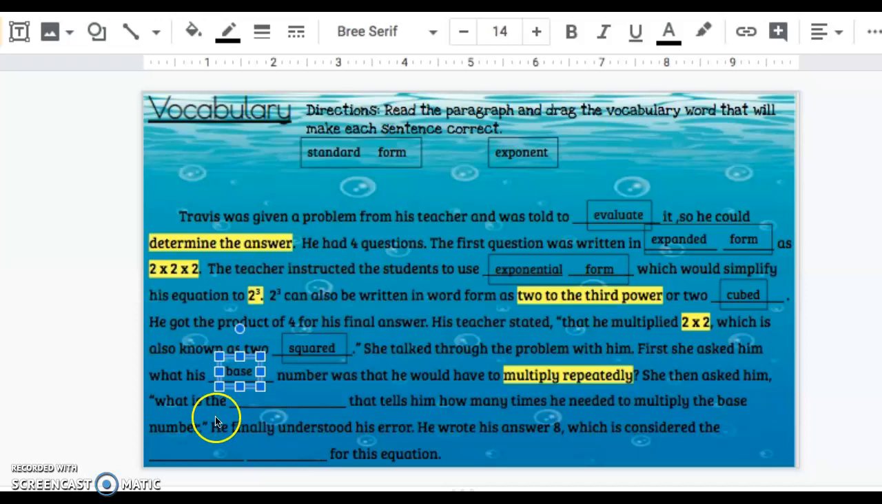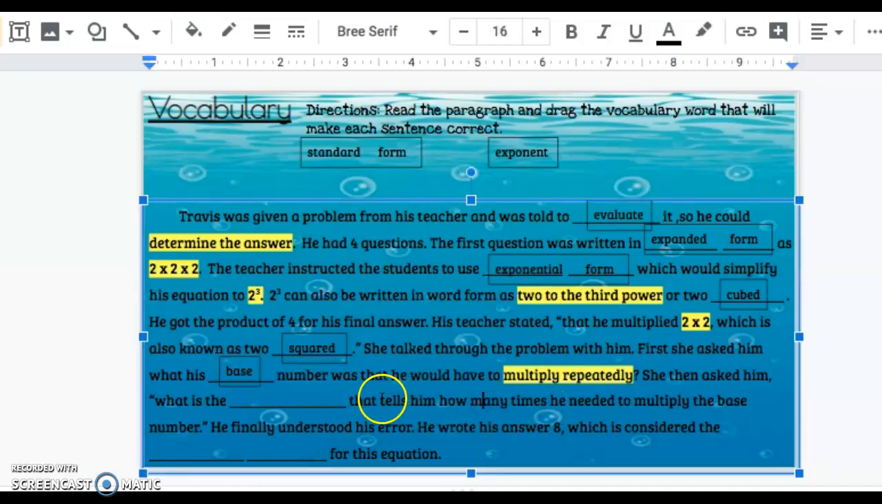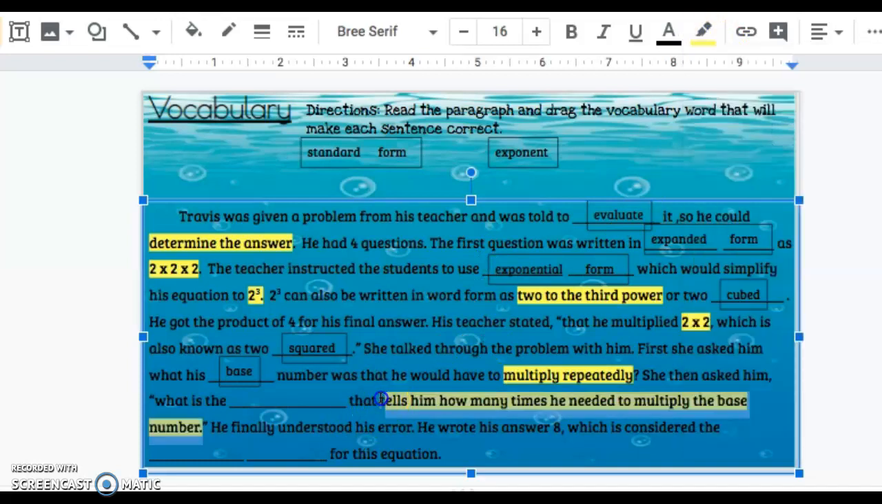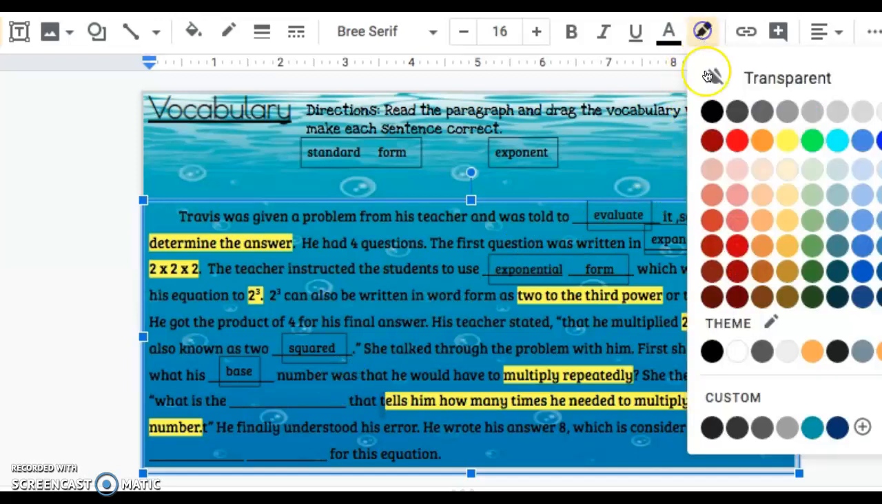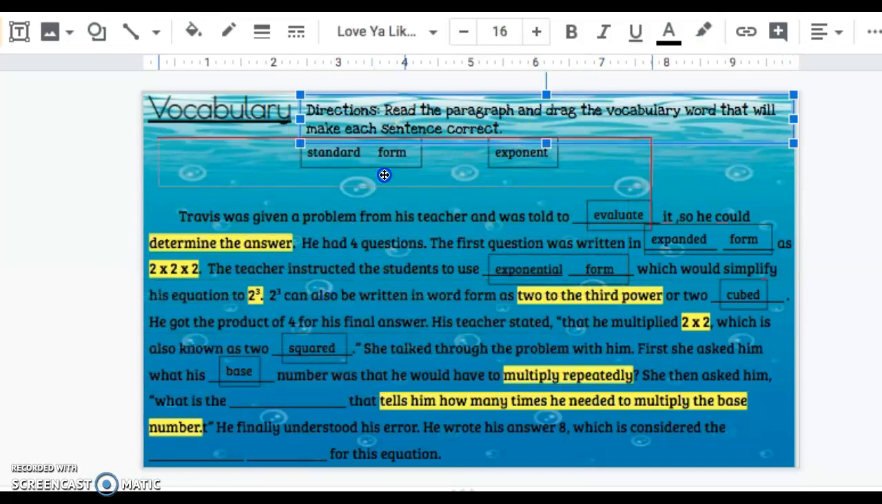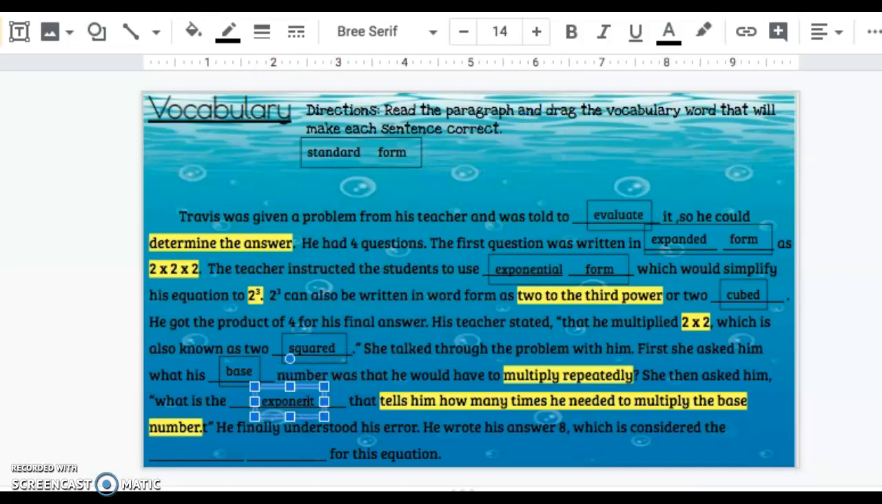She then asked him, what is the blank that tells him how many times he needed to multiply the base number? So which number tells him how many times he needs to multiply the base number? That's the definition of the word we're looking for in that space. Which word tells you that? It's either standard form or exponent. And the exponent is the one, the little number, that tells you how many times you are multiplying the base by itself.